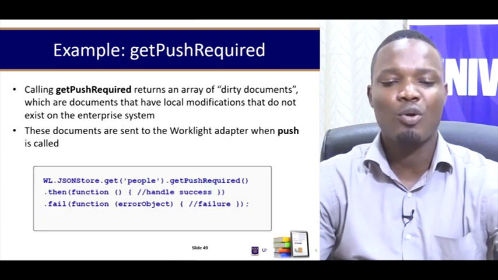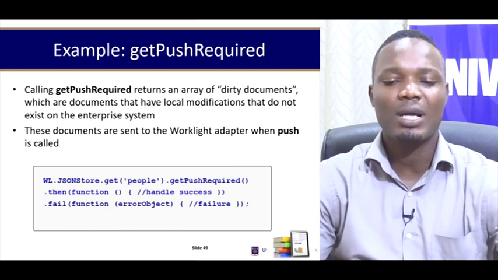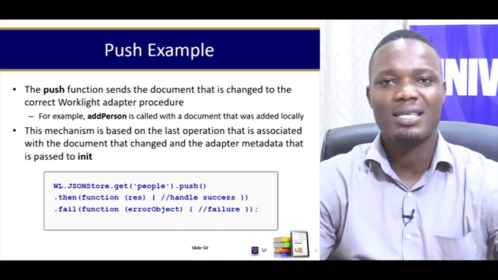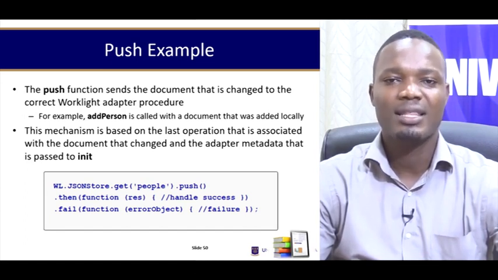Calling the getPushRequired returns an array of what we call dirty documents. Now, these are documents which have local modifications that do not exist on the enterprise system. These documents are sent to the Worklight adapter when push is called. Here's an example of how we would use the push. So by calling WL.JSONStore.get.push, we are pushing onto the server.